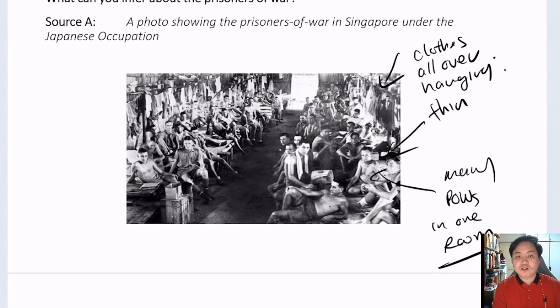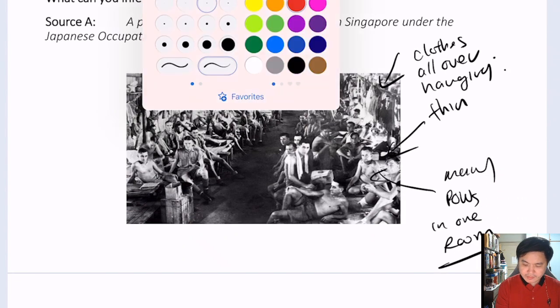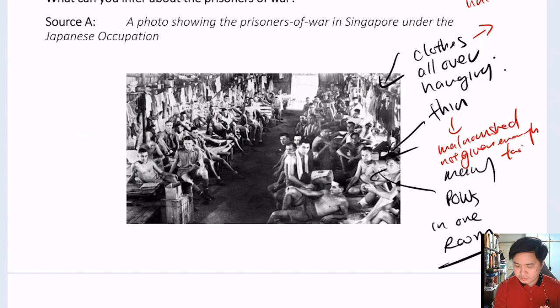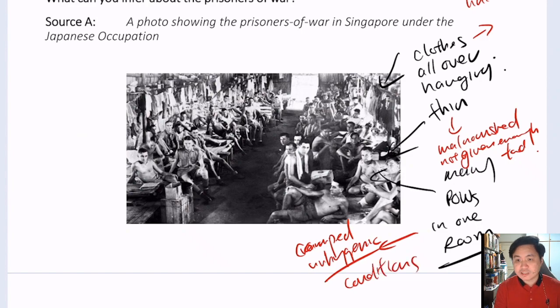So think about your causal links first and write them down. If you have another color pen, use another color pen. So clothes all over hanging, right? Means it probably could imply this is an uncomfortable position. They are thin, right? Could imply they are malnourished, not given enough food. And then all in one room implies very cramped, unhygienic conditions. So the red color words that I wrote here is all my explanation, my causal links that I will use later on for my inference.